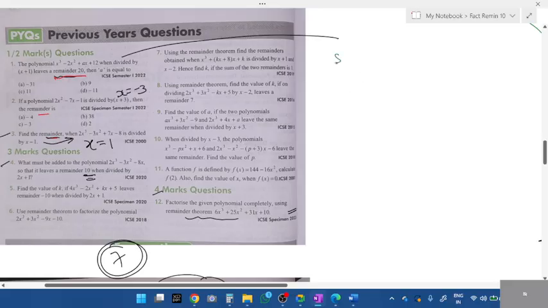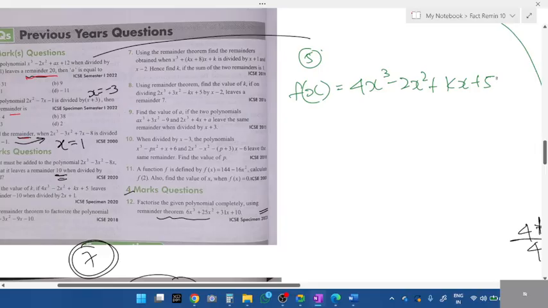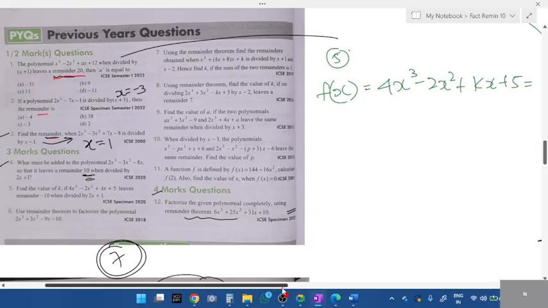Look at the 5th question. f of x is equal to 4x square minus 2x square plus kx plus 5. Another 5 minutes, we'll end the class. Leaves remainder 10. Remainder 10 on the right hand side is equal to minus 10, students. Take it as minus 10. Any remainder given, take it on the right hand side, minus 10.